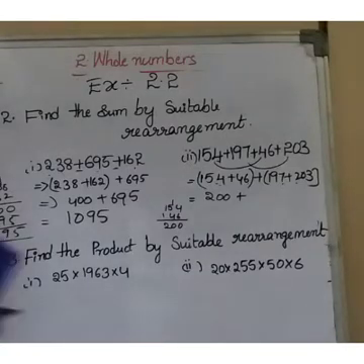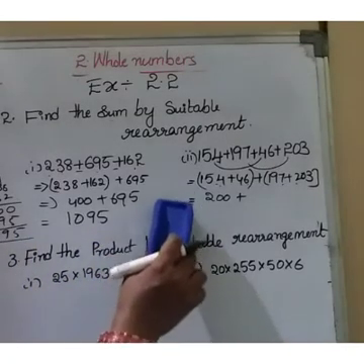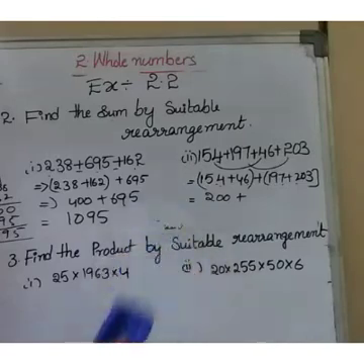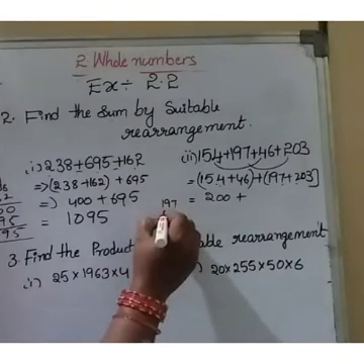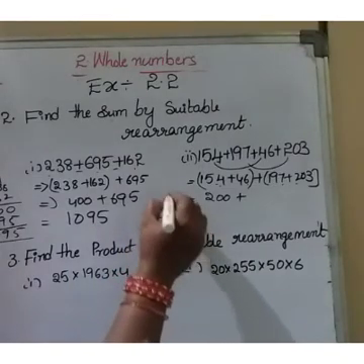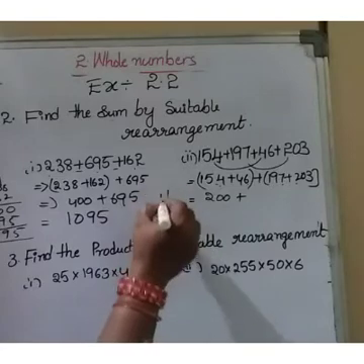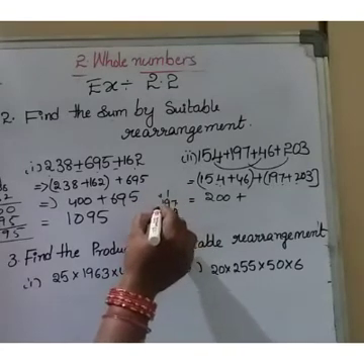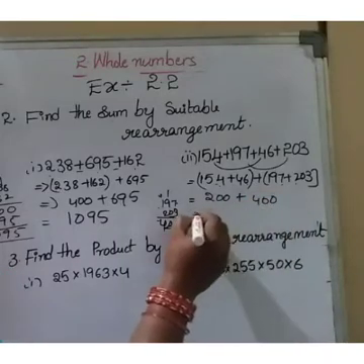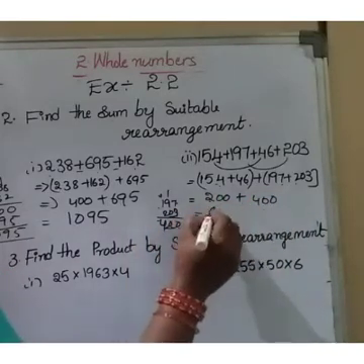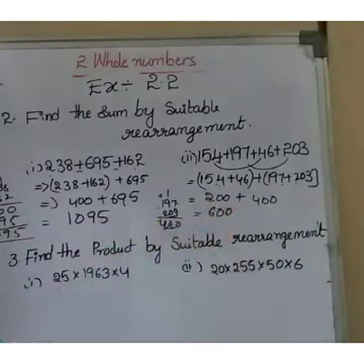Next, the remaining two numbers, what are they? 197 plus 203. Add these two: 197, 203. 7 plus 3, 10. 9 plus 1, 10. 2 plus 2, 4. So here we get 400. 400 plus 200, 600. The answer is 600.